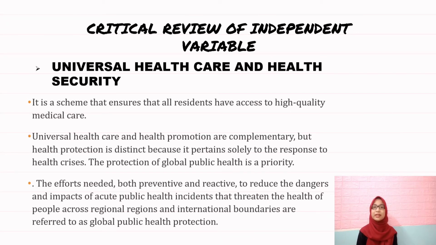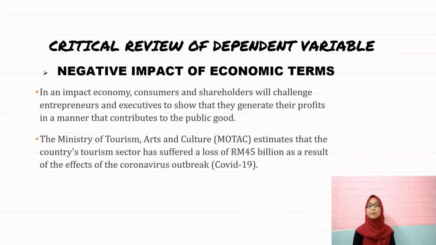The effort needed, both preventive and reactive, to reduce the dangers and impact of acute public health incidents that threaten the health of people across regional and international boundaries is referred to as global public health protection. Lastly, I will explain about the literature review of the dependent variable.